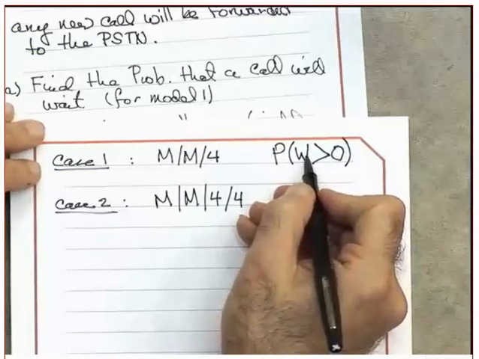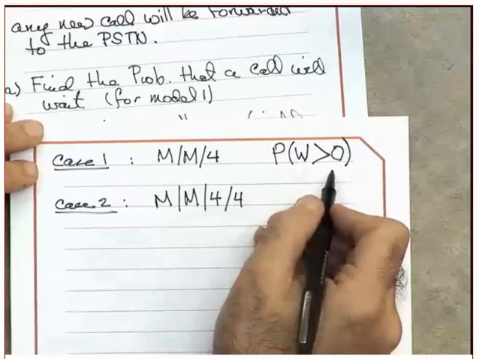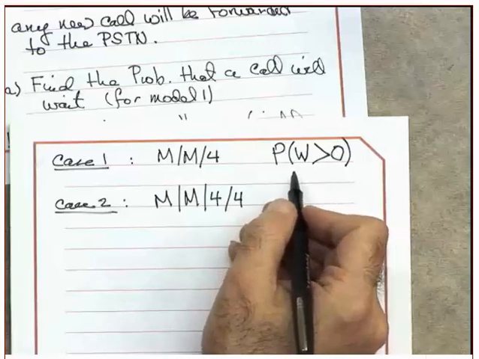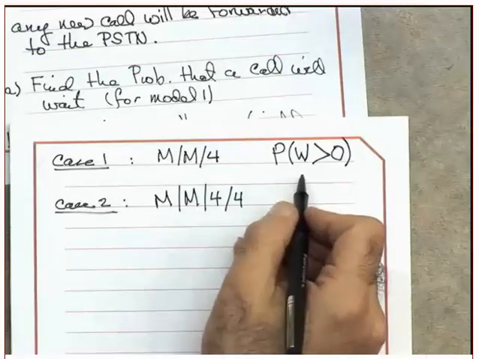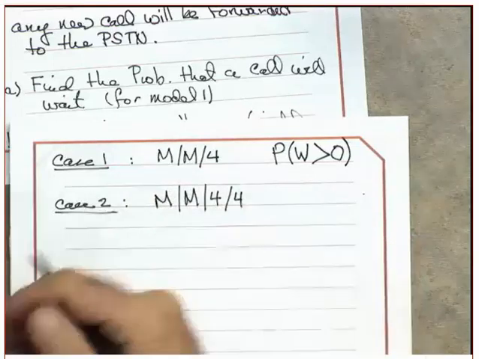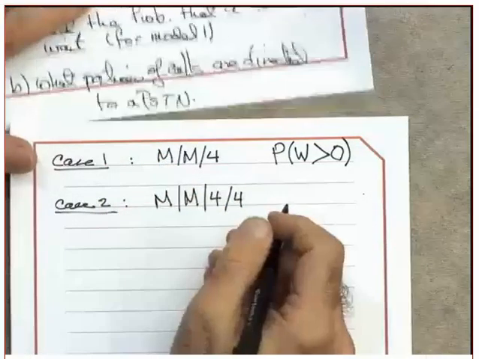Which is the Erlang C formula. Now remember, to find the Erlang C formula, the first thing that you need to find is what? P0. Did you get my point on that? You need to find P0. Clear? By the way, I'm not going to solve it for you. You can do it at home. Clear?